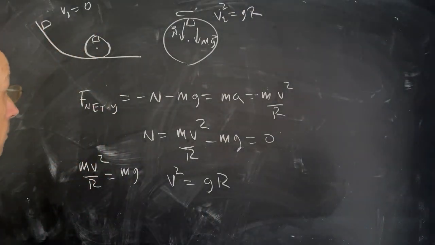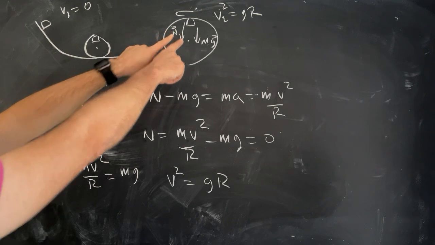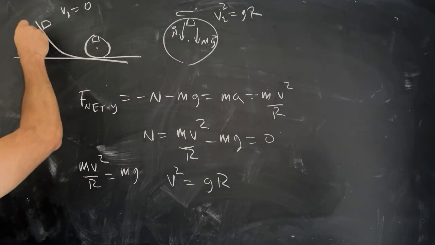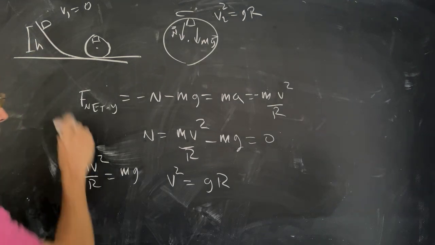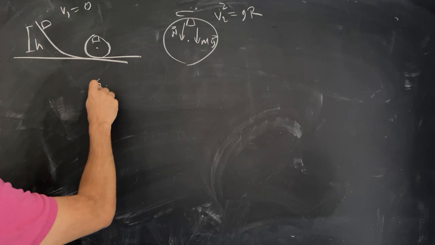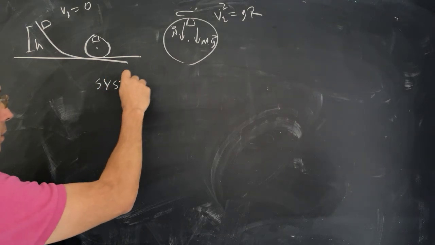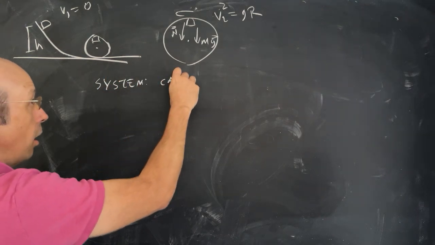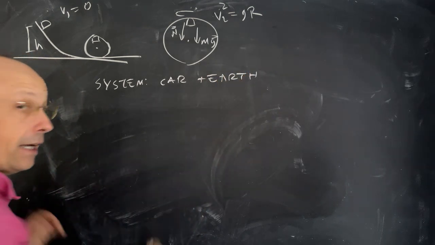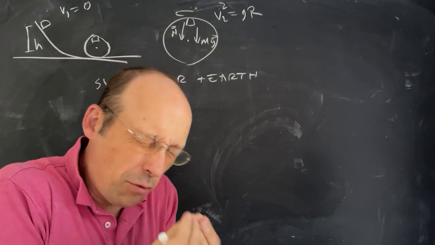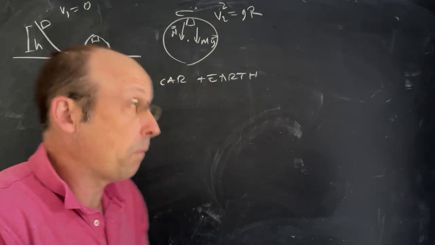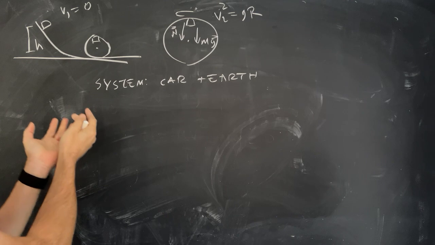Okay, so now I know how fast that thing has to go. I can go back over here. Let's use the work energy principle, and I'm going to pick the system of the car plus the Earth. If I have the Earth in my system, then I can include a gravitational potential energy. You may think that's a silly step, and I agree it's kind of silly, but it's important to do it the right way.